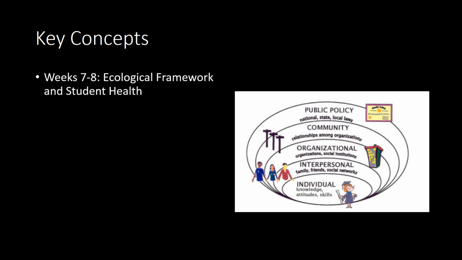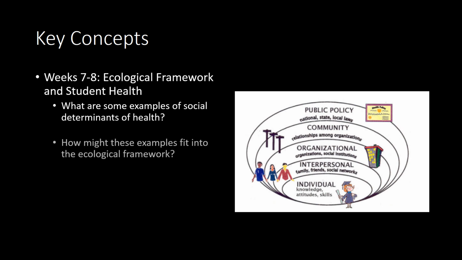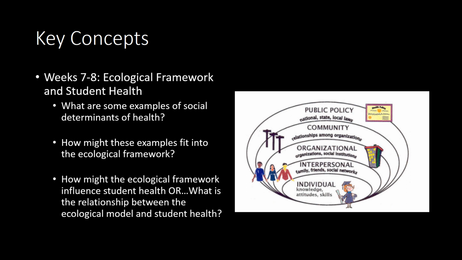In weeks 7 and 8, this was really about pulling everything together and going back to think about the ecological framework and student health. So what are some examples of social determinants of health? How might these examples fit into the ecological framework? And finally, how might the ecological framework influence student health, or what is the relationship between the ecological model and student health?